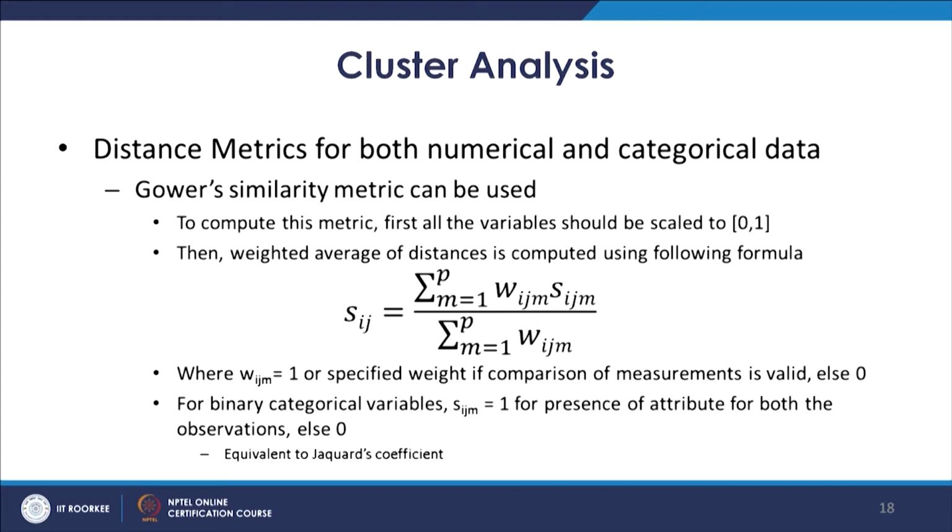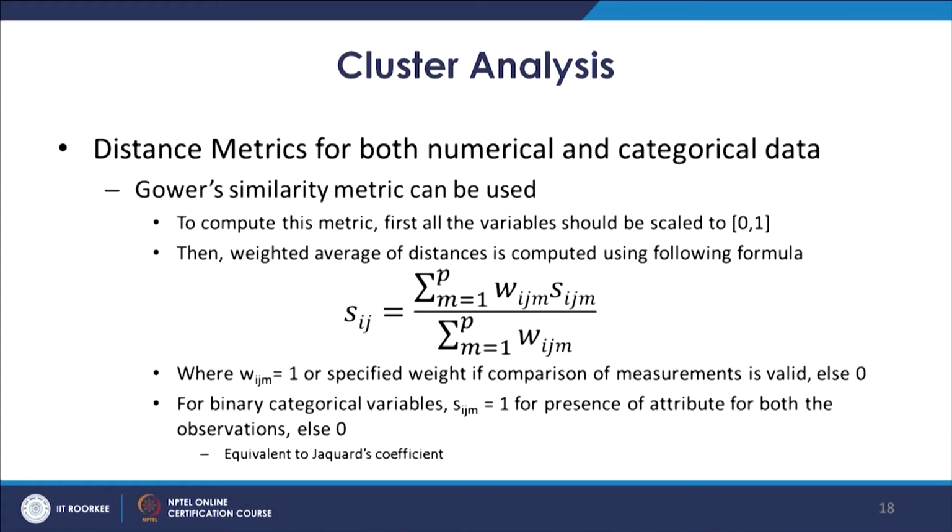Here i and j stand for the observations under consideration, and for each variable, m changes from 1 to p. The product of the weight value and the similarity value is used in the numerator, and we take the summation of all such products. In the denominator we use the summation of the weight values. So, let us understand how these values are going to be computed.